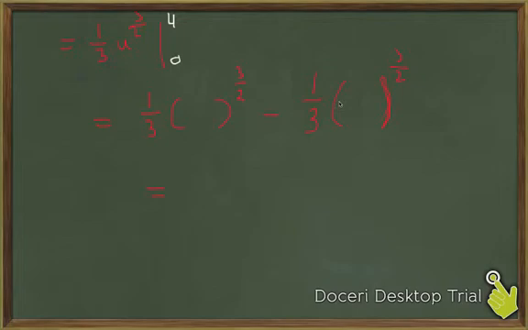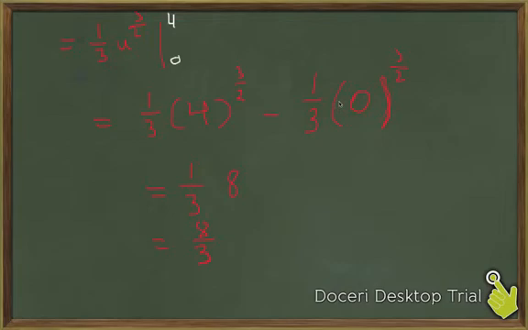This is in terms of u's. And 1/3 times 4 to the 3/2 minus 1/3 times 0 to the 3/2. The second term is going to be 0. But the first term, 4 raised to the 3/2 power, is going to be, well, 4 to the 3rd is 64, and then you take the square root of that, which is 8. So it's 1/3 times 8. And that gives you 8/3.